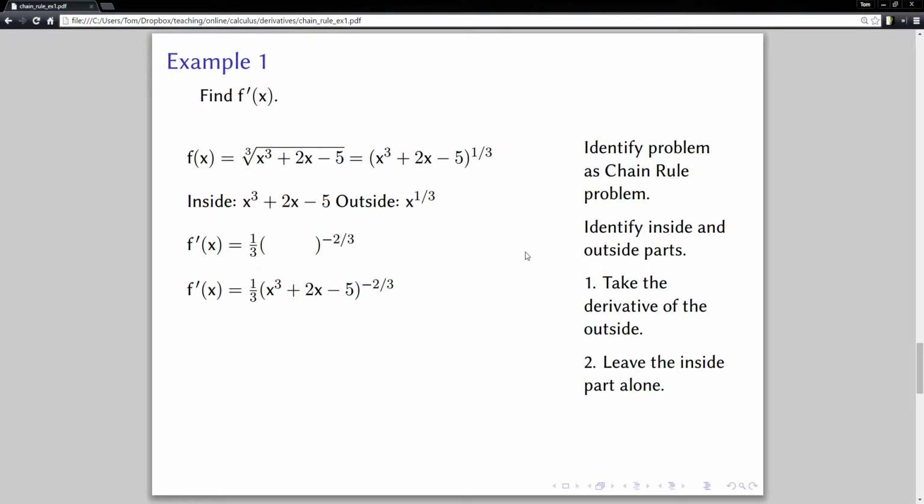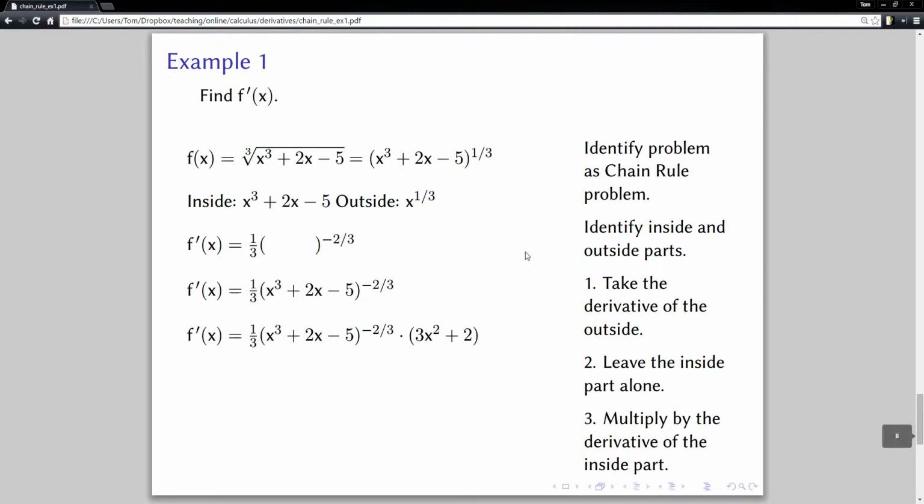The third step of the chain rule is to multiply by the derivative of the inside part. So the inside part here, x cubed plus 2x minus 5, its derivative would be 3x squared plus 2. Okay, so I'm multiplying by the derivative of the inside part. And so that's it as far as taking the derivative.